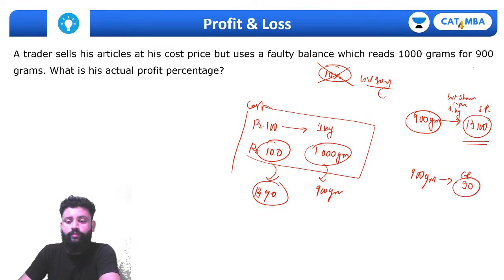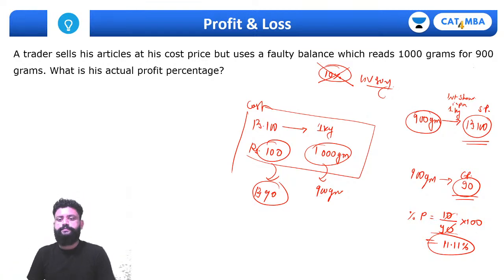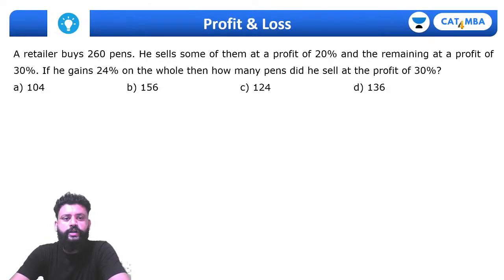So he is making a profit of rupees 10 in this transaction, but that profit is not compared to 100. That profit will be compared to 90. So the answer is not 10%. The answer will be 1 by 9 into 100. Hopefully all of you remember the fractions, smart fractions जो हमने percentage में सीखे थे. That is 11.11% profit, right? Sure. Hopefully all of you understood this.